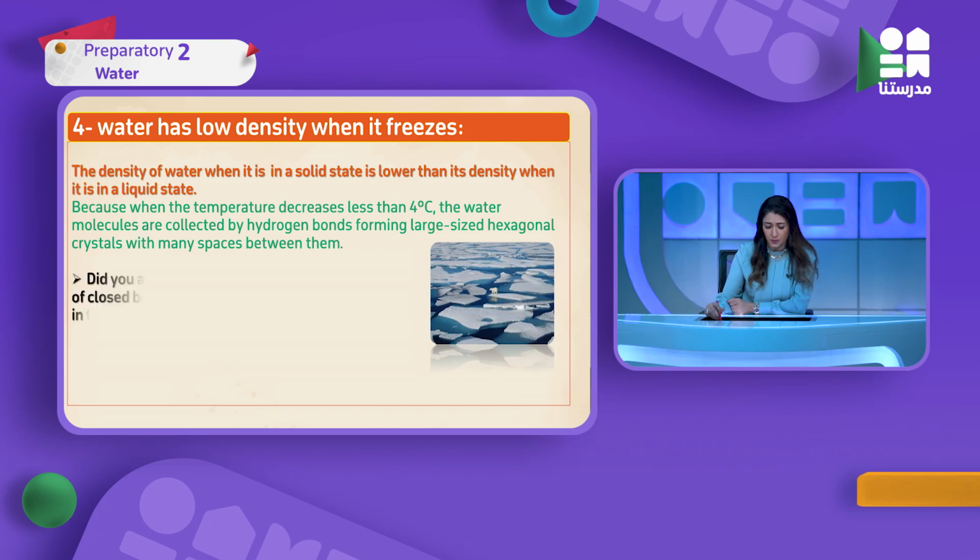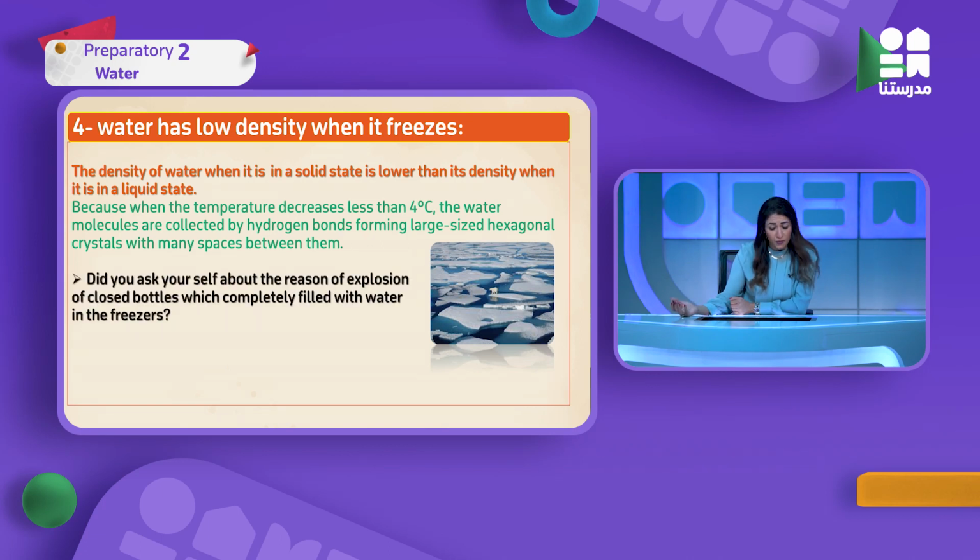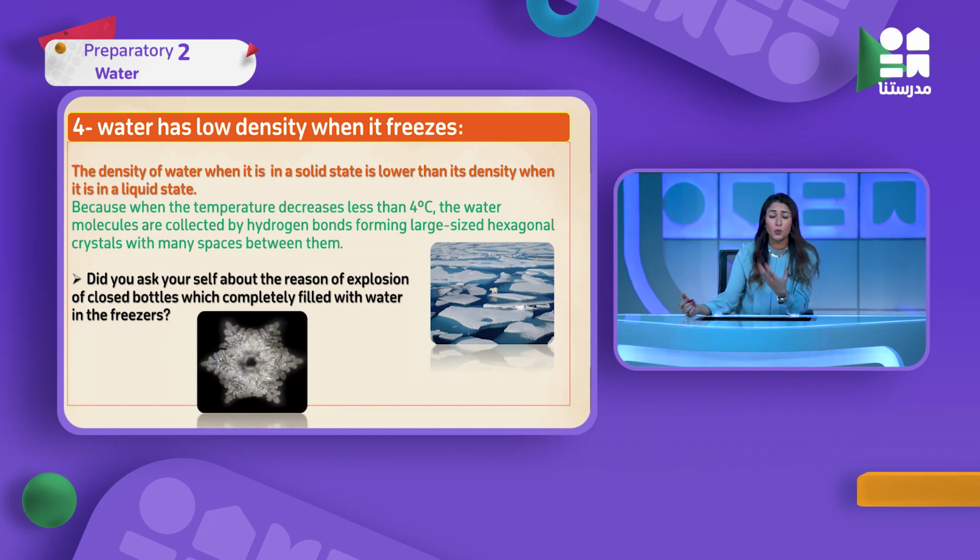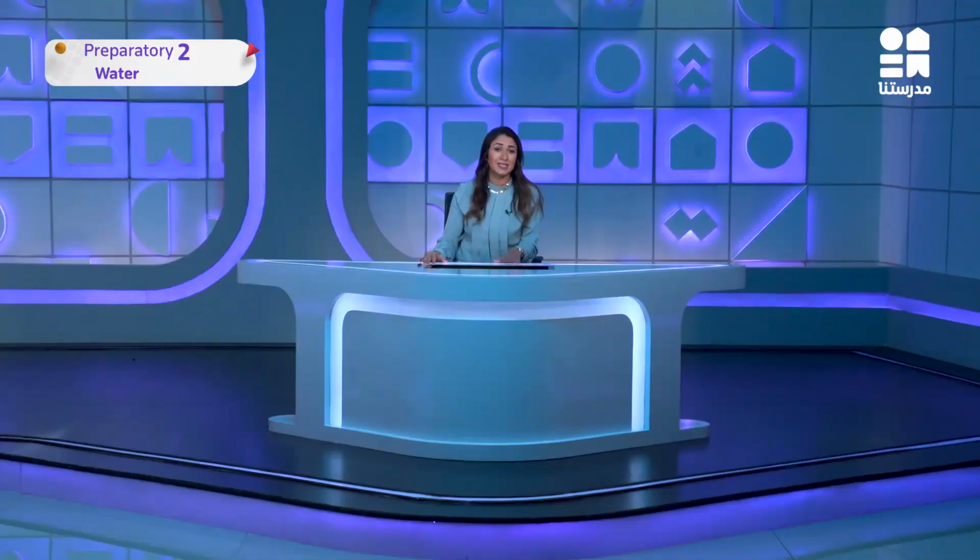We will discuss it. Did you ask yourself about the reason of the explosion of bottles when we put it in the freezer? We will discuss why. طيب ده شكل الهكساجونال crystals after the water changes into ice. بس عشان نوصل للمعلومة دي let's discuss in details what happens to water when it freezes and why ice floats on water and why aquatic creatures are alive under frozen water. Let's see it together.